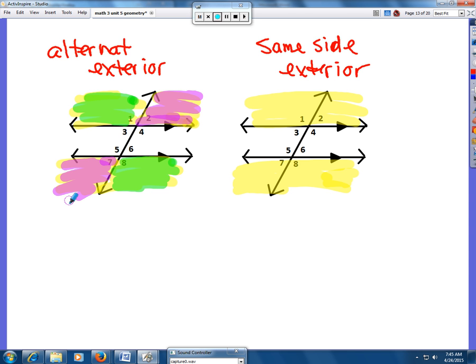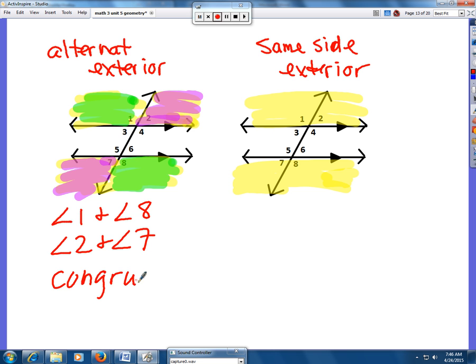So you've got two sets of alternate exterior angles. You've got angle 1 and angle 8. You've also got angle 2 and angle 7. Now the special property about alternate exterior angles, let's say you know these are supplementary. Well, since these are supplementary, they add up to 180. These are also supplementary and add up to 180. These two angles are congruent angles, and these two angles are congruent angles. So the property of alternate exterior angles that you would use to solve problems is that they are congruent.